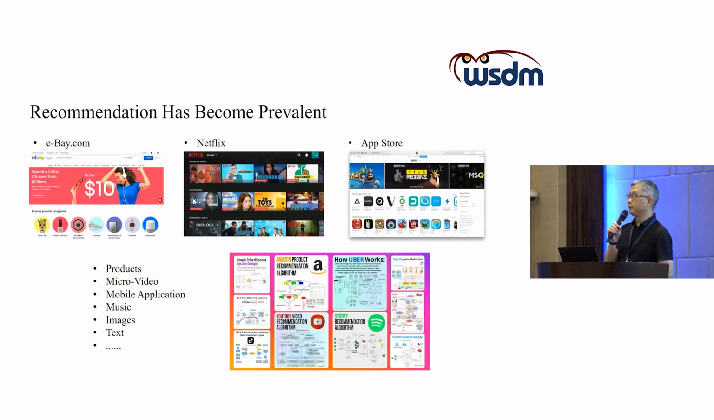First, let me give a quick review of the background and context. Recommendation has become prevalent in many applications, ranging from e-commerce and entertainment to app recommendation, for predicting the user's preference across a lot of products. Among recommender systems, collaborative filtering is a representative algorithm which can learn the user and item embeddings from the user-item interaction.